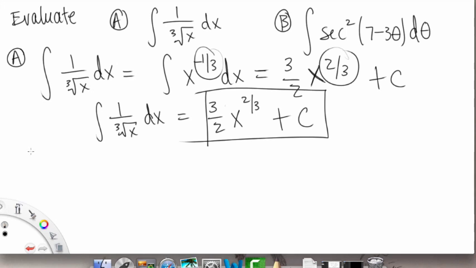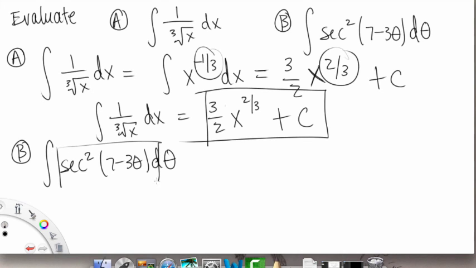Okay, now on to part B. Part B gives us the integral of secant squared of 7 minus 3 theta d theta. Here our variable is not x, but theta, so we just treat it like a variable, like normal. What we're going to do is integrate. See how our function is a composite function, right? Our outer function is secant squared, but the inner function is this thing.